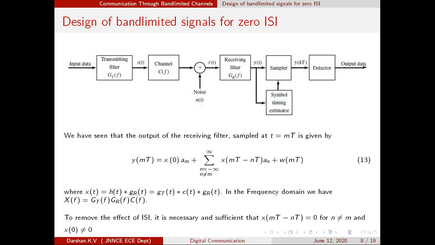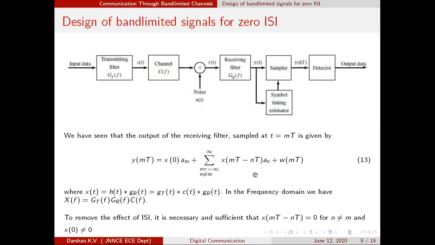By this equation number 13, you are supposed to understand the concept of ISI. You are transmitting symbols every T seconds. At the receiver, you are observing the output. Along with the desired symbol, you are having the effect of the other symbols also. This effect, that is the second term, is undesired. So this is called ISI.